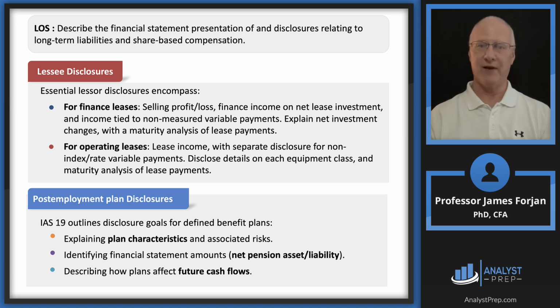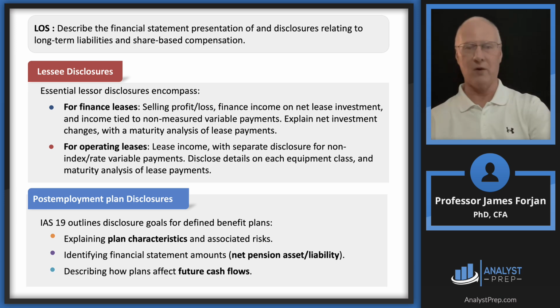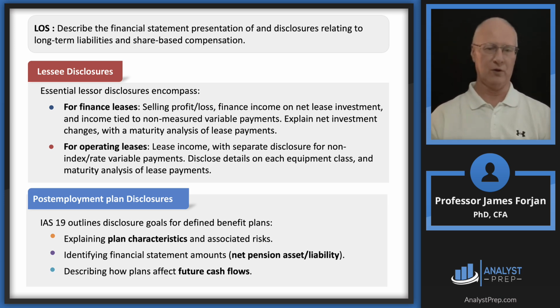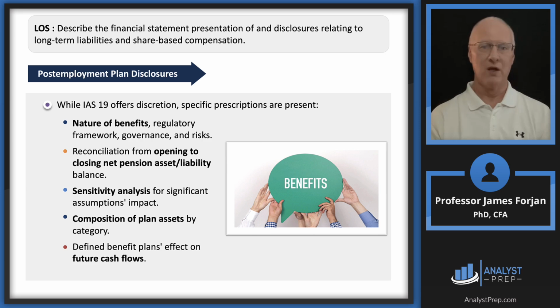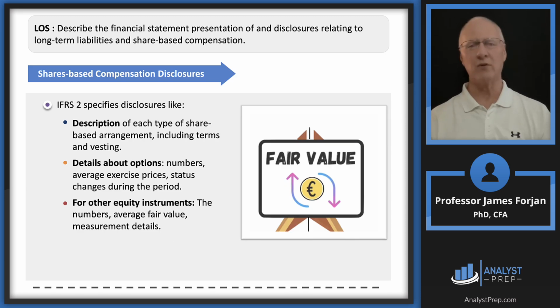Taking in the difference between the finance leases and the operating leases, just remember what those differences are, and then that'll help you with what you should disclose. How about the defined benefit plan? Plan characteristics, how the plan impacts future cash flows, whether there's a deficit or a surplus, sensitivity analysis, composition of plan assets. Of course, you need to tell everybody where you're investing, nature of the benefits, that makes sense. Defined benefits, plan effect on future cash flows.